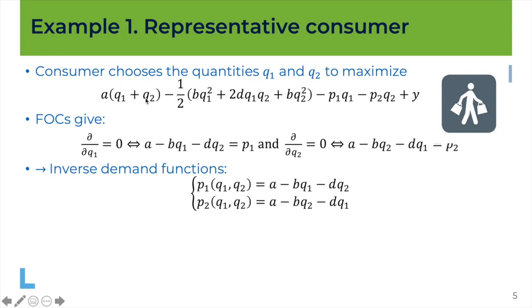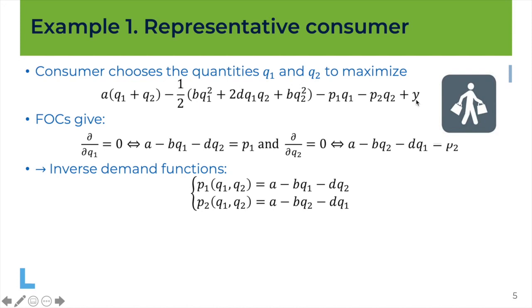Okay, and this function here, well, the first part gives you the utility, and as we did before, we substitute for the composite good the budget constraint. So you see here minus P1Q1, that's the spending on tomatoes, minus P2Q2, that's the spending on cabbage, and Y is the total budget of the consumer.